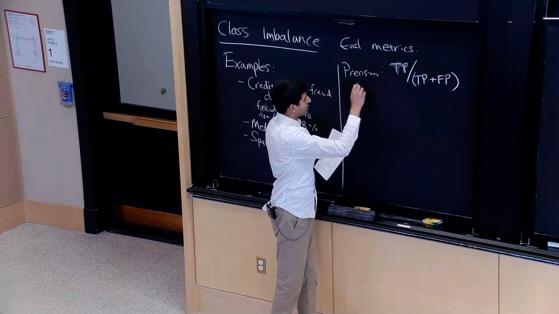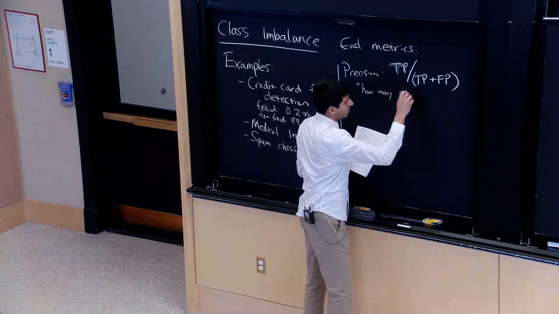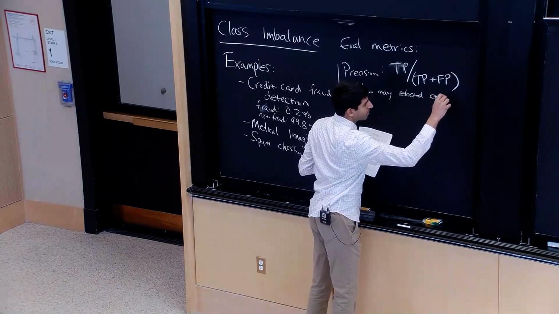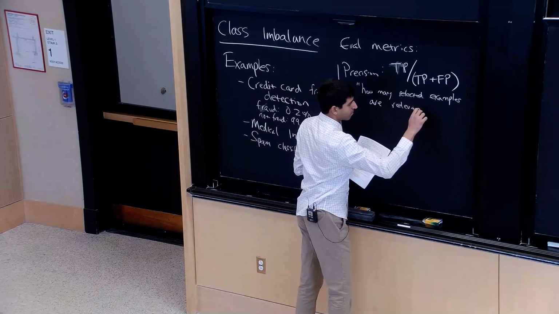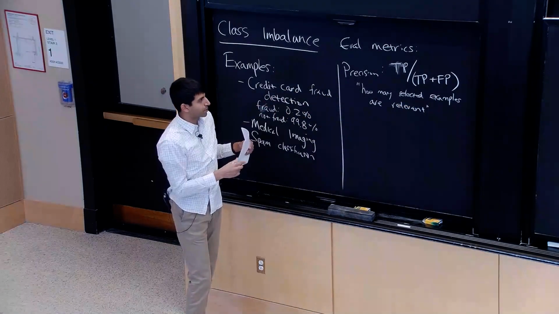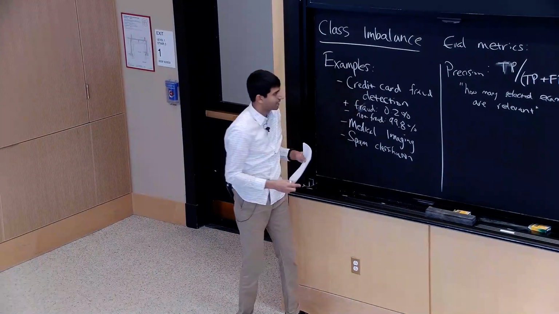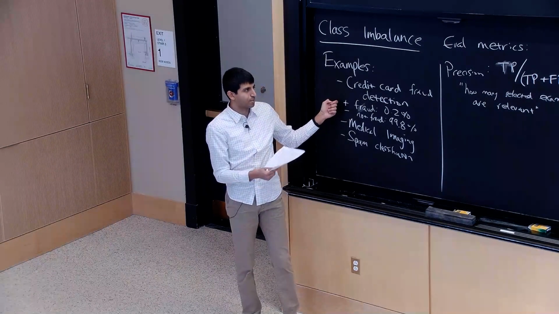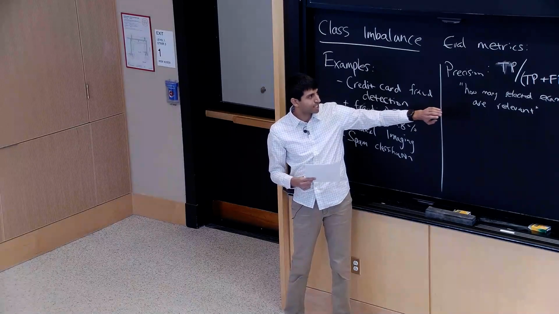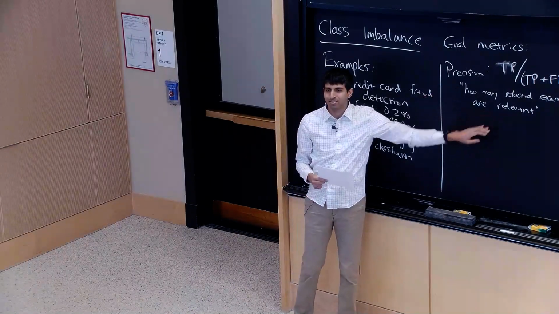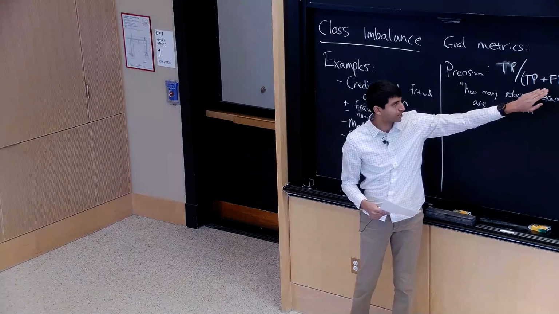And a little bit more informally, your classifier is going to predict positive, like this is fraud. Let's say this is the positive class and this is the negative class. It'll predict positive for some of the examples. And precision measures how many of the things that the classifier predicts as positive are actually positive among all the things that were predicted as positive. So true positives over true positives plus false positives.